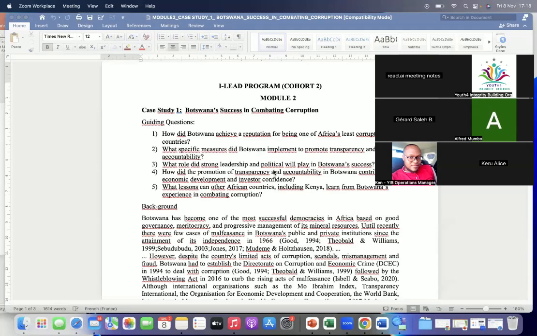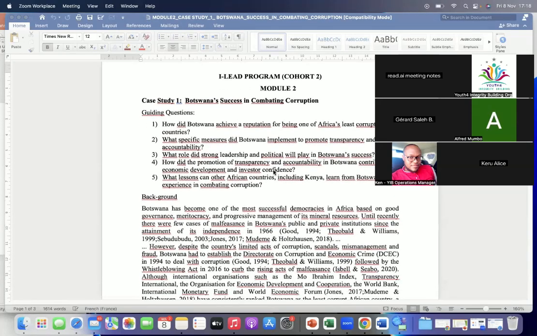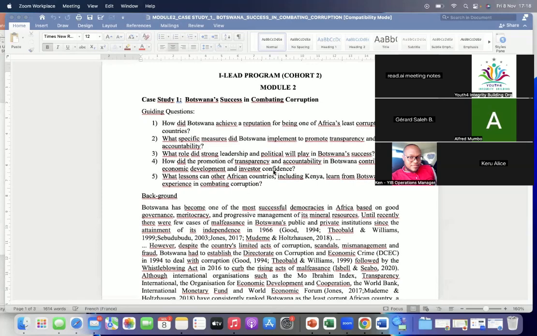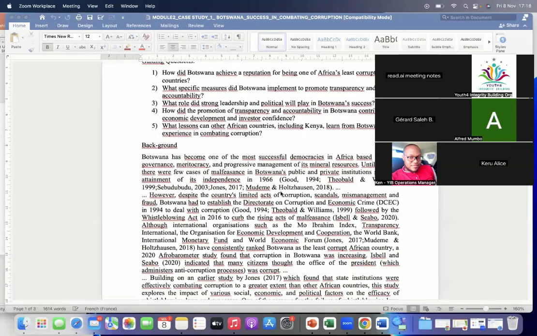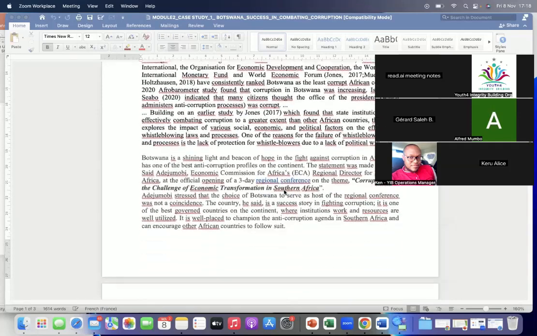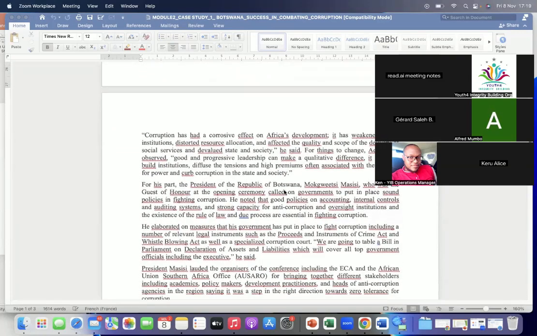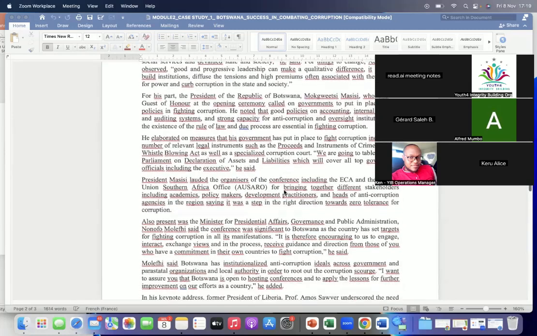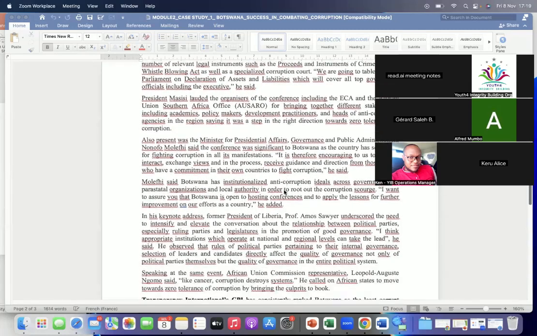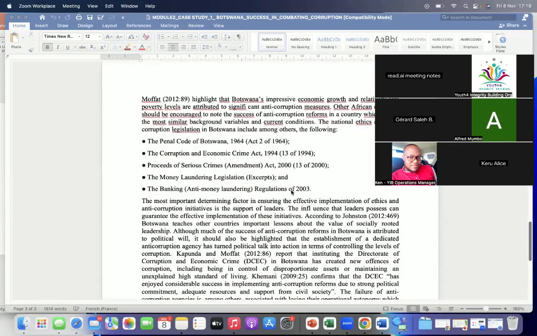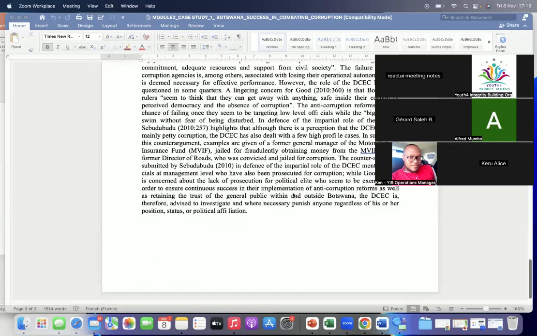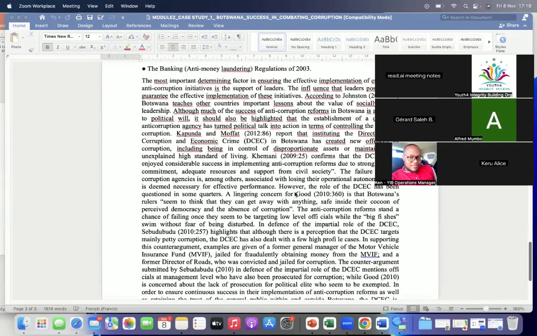Yes, this is a case study about Botswana's success in combating corruption. I just gave you a background here, but this is not enough. You will need to make more research to know more about how Botswana is trying to fight corruption. And it's very much, so we cannot read everything. Let me read only some lines in the beginning.